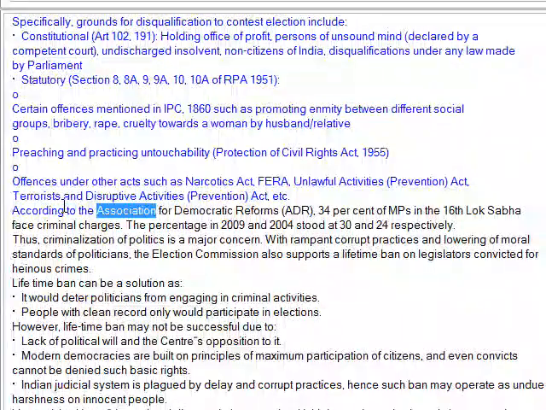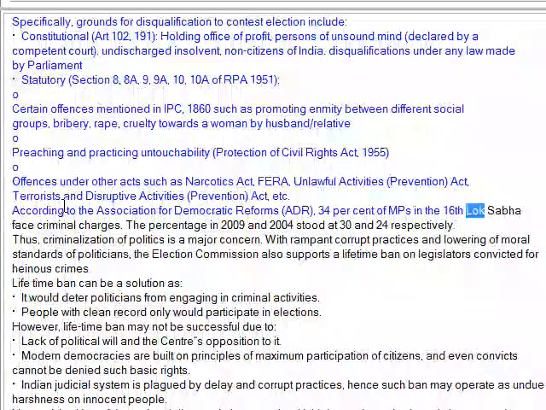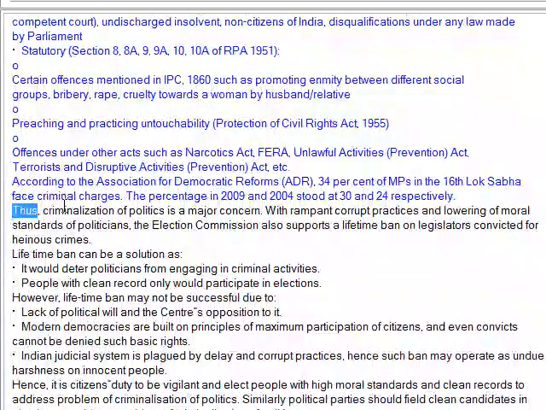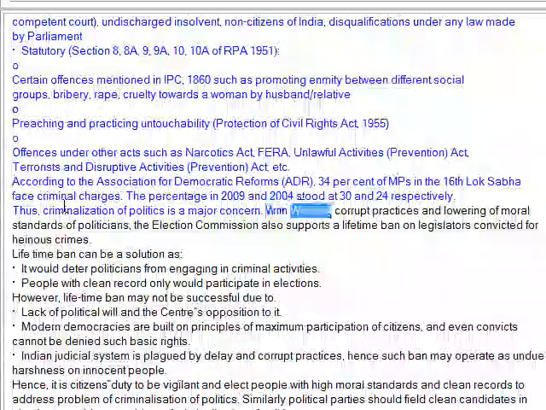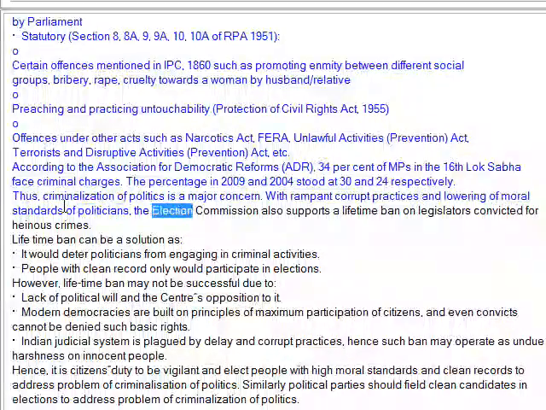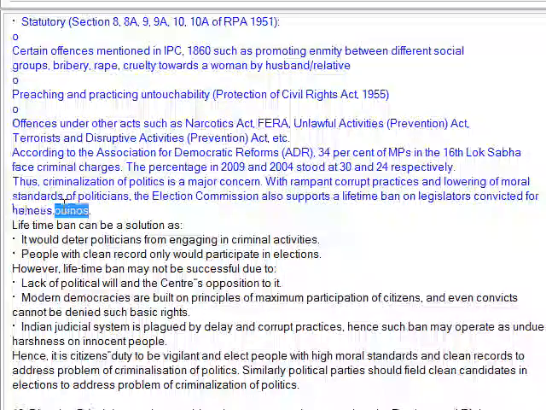According to the Association for Democratic Reforms, ADR, 34% of MPs in the 16th Lok Sabha face criminal charges. The percentage in 2009 and 2004 stood at 30 and 24 respectively. Thus, criminalization of politics is a major concern. With rampant corrupt practices and lowering of moral standards of politicians, the Election Commission also supports a lifetime ban on legislators convicted for heinous crimes.